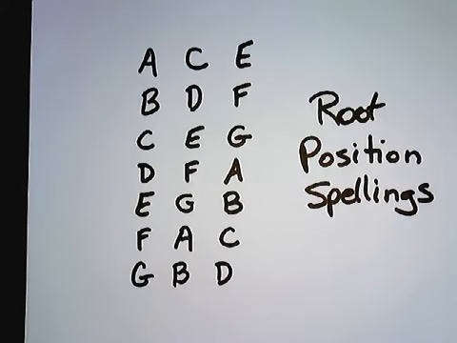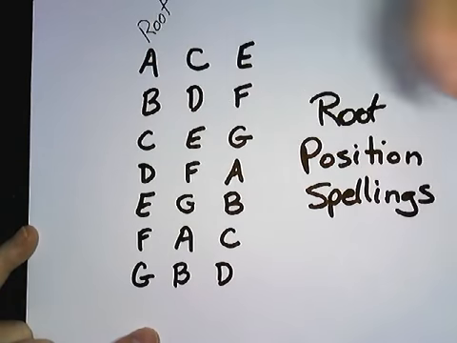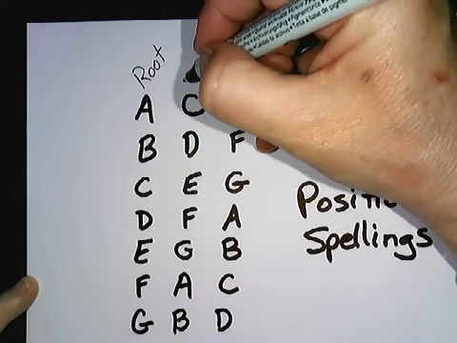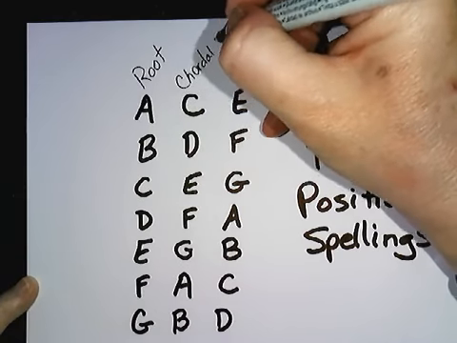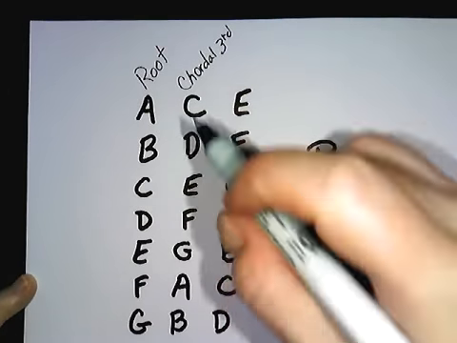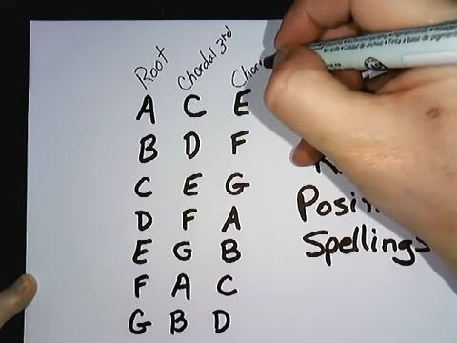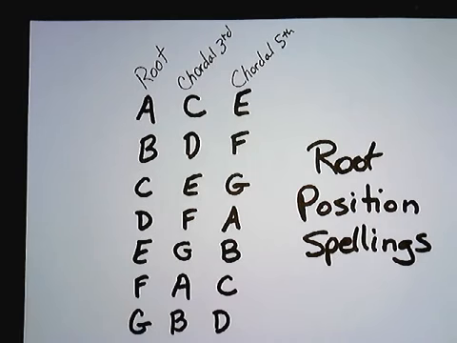So what I want to do is label the columns. So this column on the left is always the root of the chord. That means when we put it on the staff, that's the low note. The middle column is always the chordal third. Okay, so the chordal third is our middle column. That means it's the middle note when we write it on the staff. And finally, the chordal fifth. Okay, so there are the names.